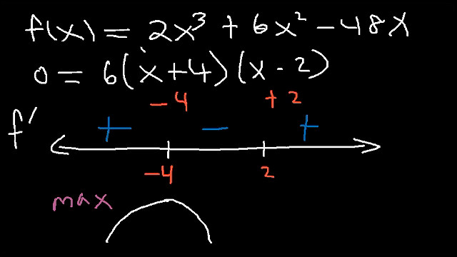Now, what about at x equals 2? Is it a local minimum or a local max? So it changes from negative to positive. So when the first derivative is negative, the function is decreasing. And when it's positive, it's increasing. So we have a local minimum value at 2.